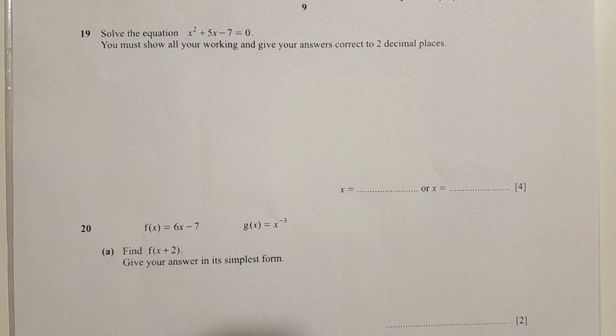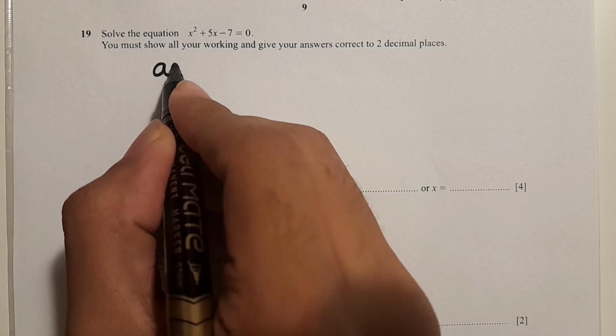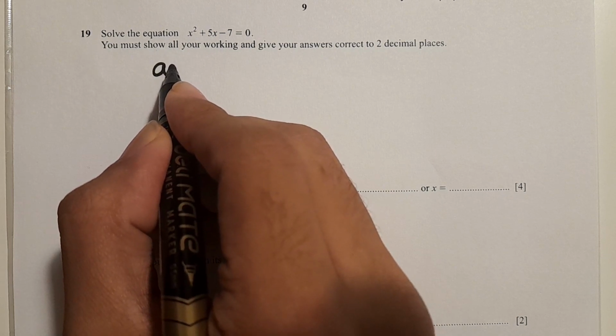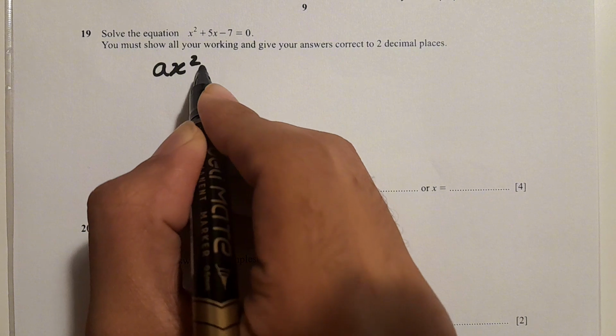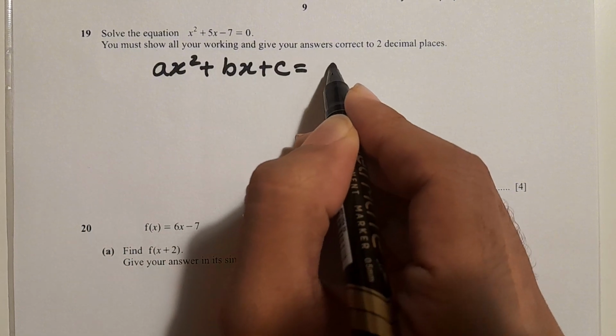Question 19 states, solve the equation x squared plus 5x minus 7 is equal to 0. You must show all your working and give your answers correct to 2 decimal places. So what we will do is write x squared plus 5x minus 7 is equal to 0 in the quadratic equation form, which is ax squared plus bx plus c is equal to 0.